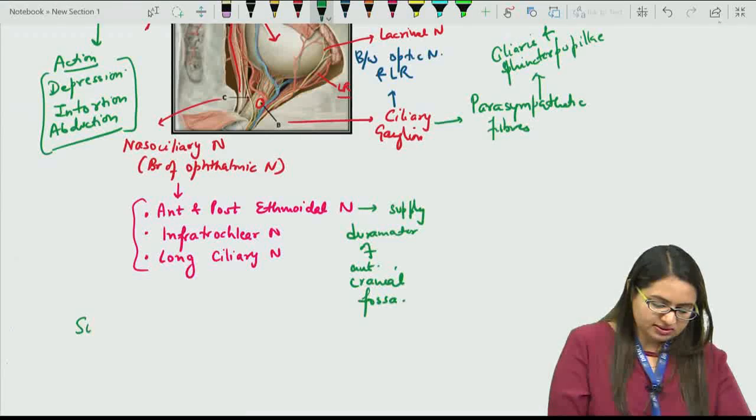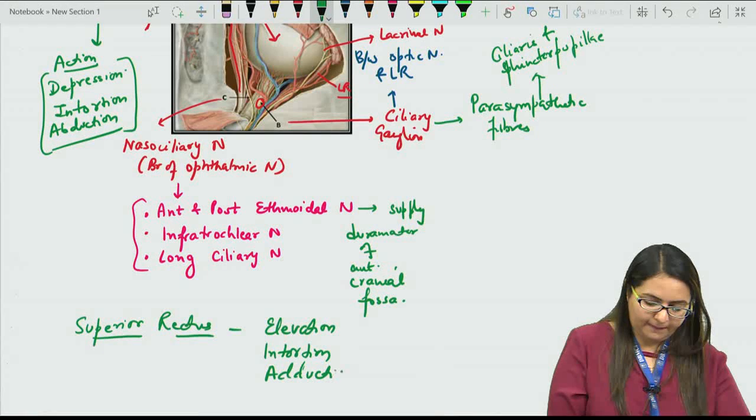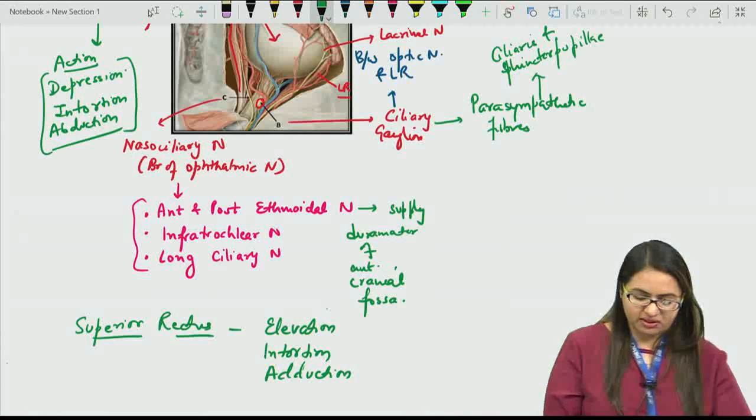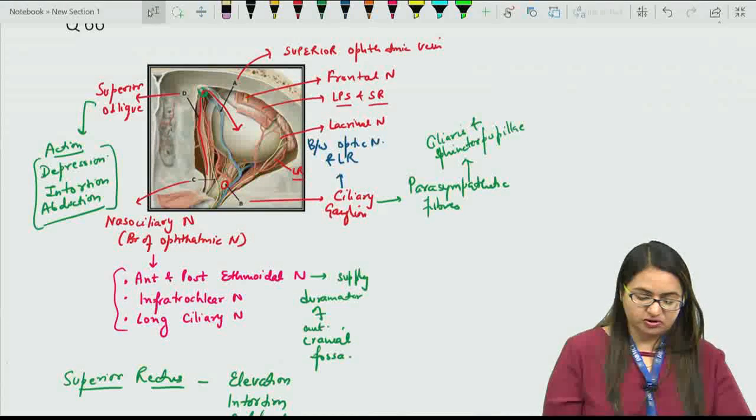For the superior rectus, the action performed is it helps in the elevation as well as in torsion and adduction. For the inferior rectus, the movements are the depression, and it helps in extorsion and the adduction movement. So these are the movements which are performed by the various muscles which are present over here.